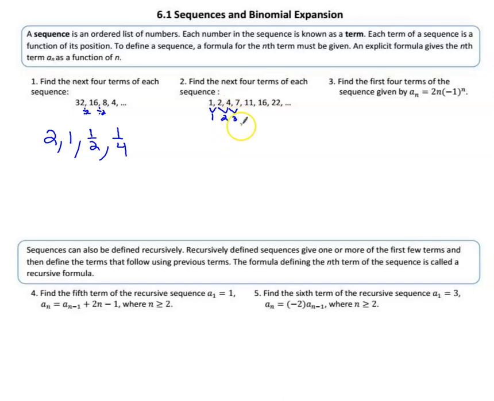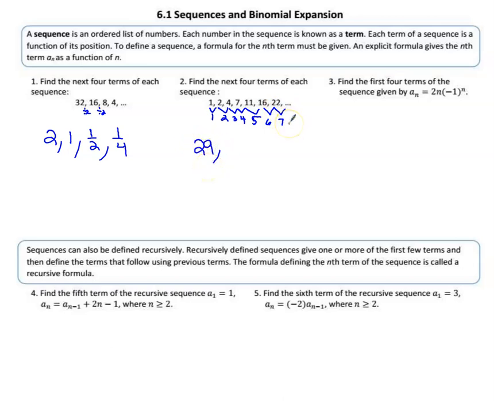4 to 7 went up by 3. 7 to 11 went up by 4. 11 to 16 went up by 5. I think I see a pattern here. And 16 to 22 went up by 6. So to get the next one, I'm going to go up by 7. 22 plus 7 is 29, so that'll be the next one.